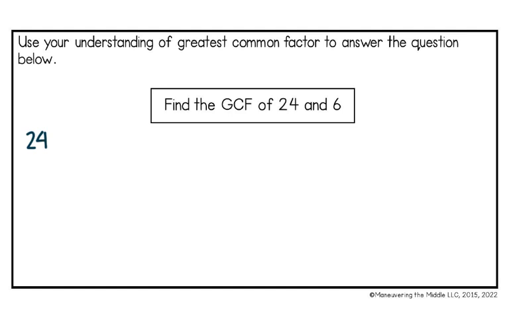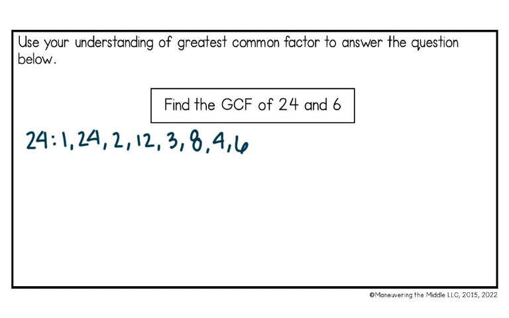So the way I'm going to do it here is I'm just going to ask myself what I can multiply together to get our number. So I'm going to just start with 1. I know that 1 times 24 is 24. I'm going to move on to 2. I know 2 times 12 is equal to 24. 3 times 8 is equal to 24. 4 times 6 is equal to 24.